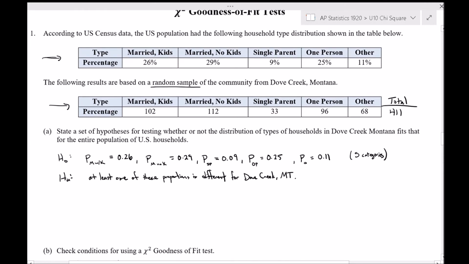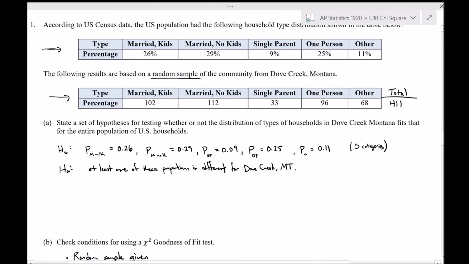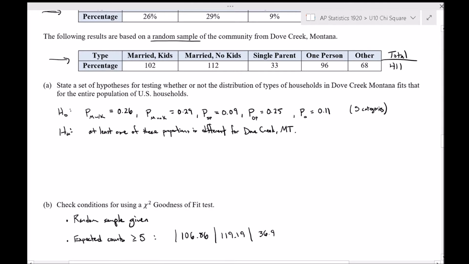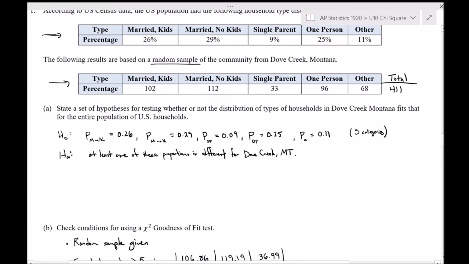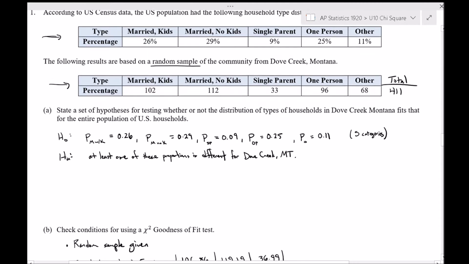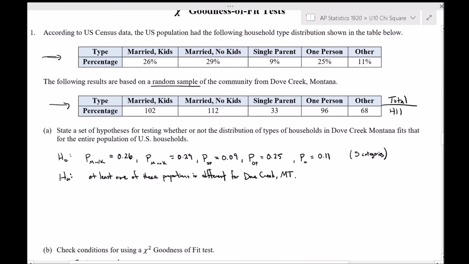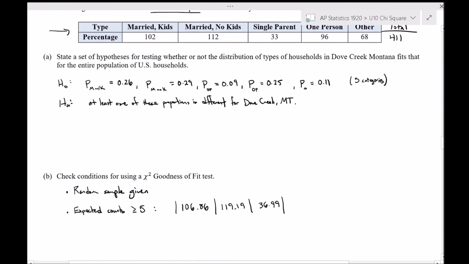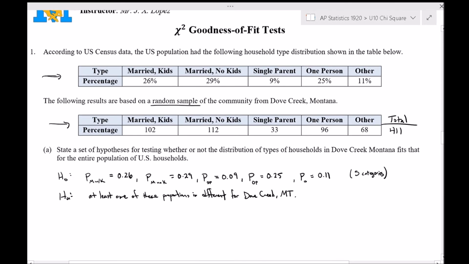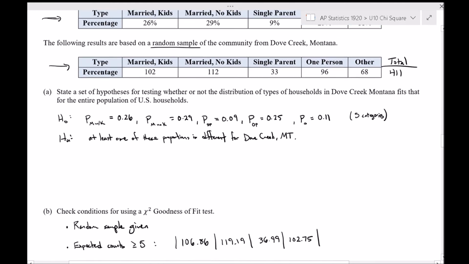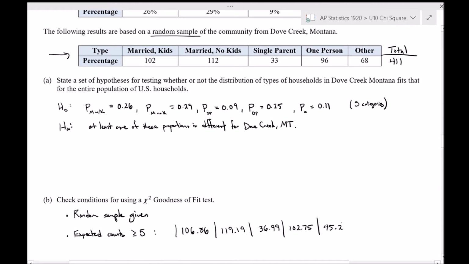Single parent households, 9% in the US, so 0.09 times 411. So we were expecting 36.99 single parent households, and we got 33, so it's kind of close. One person homes, 96 out of the 411, which that 96 should have been 25% out of the 411, 102.75. So 102.75, and then we have one last category, other, 11%, so 0.11 times 411, and we were expecting 45.21. So I'm going to go ahead and box these, make it look like a table, and I'll title it expected counts.